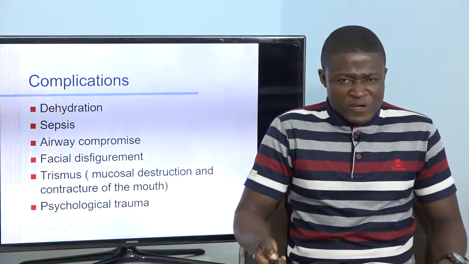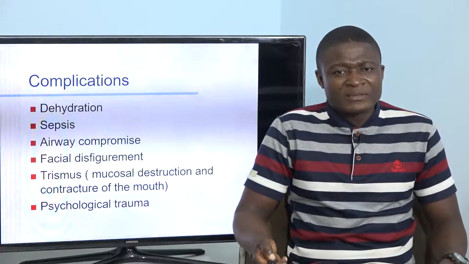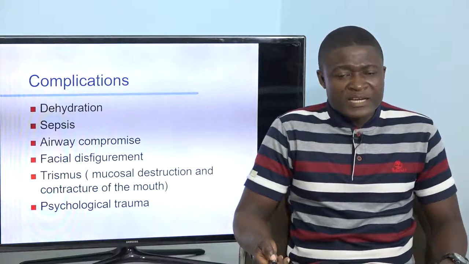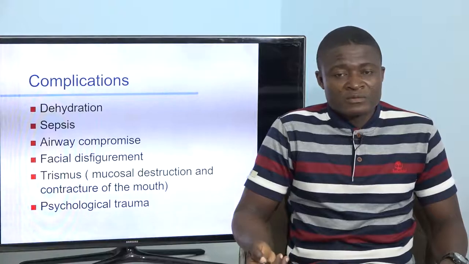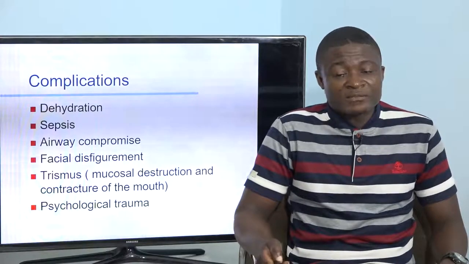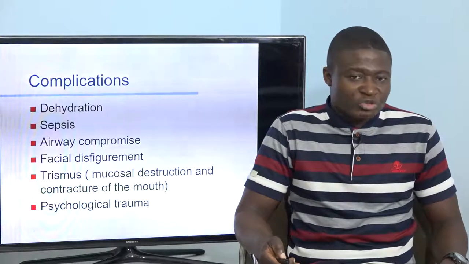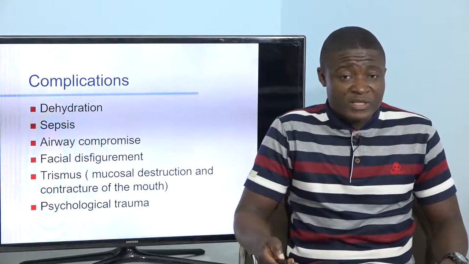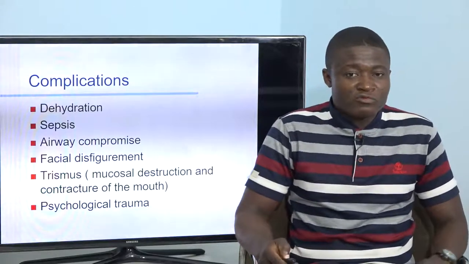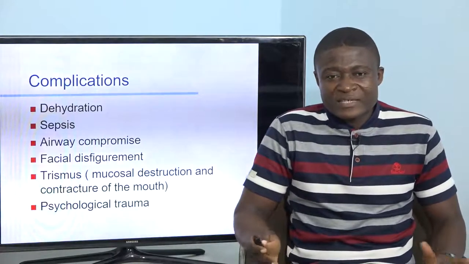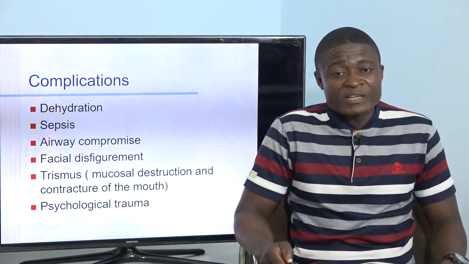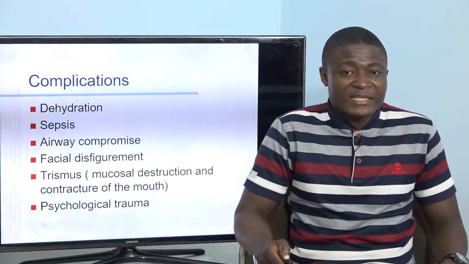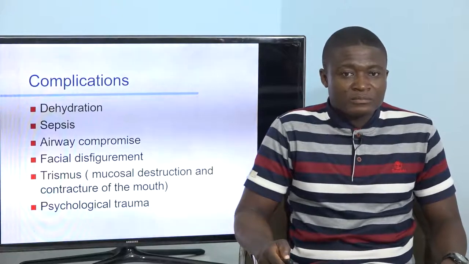What are some complications that are likely to happen in this condition? Dehydration is one of them, especially when they have this condition and they are not able to feed, they can become dehydrated. Sepsis, you can imagine, we have organisms we refer to as opportunistic organisms, bacteria. They are always roaming around looking for who to devour. So whenever they get the slightest opportunity, all of them will jump in, and then they will worsen the situation. So it can lead to sepsis.